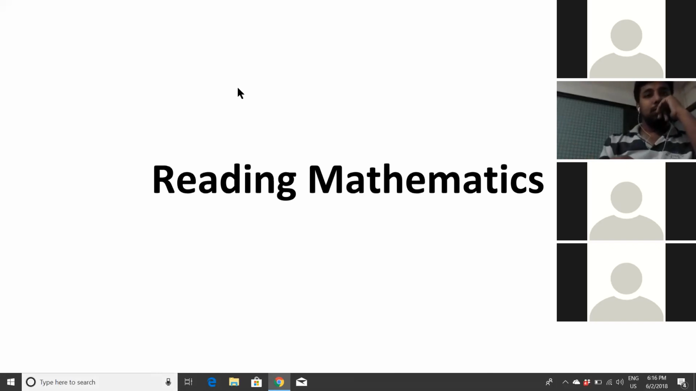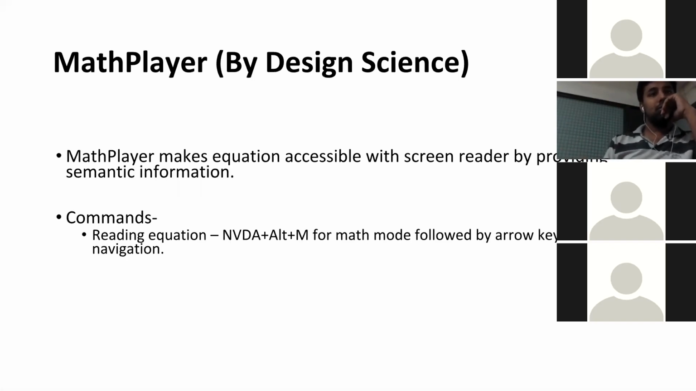So how do we make sure that the mathematics that is inaccessible, for example, or that is written in specific formats can actually be read by a screen reader? So we actually need some specific tools that will help us do this. And the first tool that I'm going to talk about is MathPlayer by Design Science. So what MathPlayer essentially does is it makes equations accessible with a screen reader by providing the semantic information in these equations. And what I mean by that is, for example, it's going to convey whether it's a fraction, in which case, what is the numerator? What is the denominator? Let's say it's a matrix, then it's supposed to convey to me, for example, that this matrix contains so many rows and so many columns.